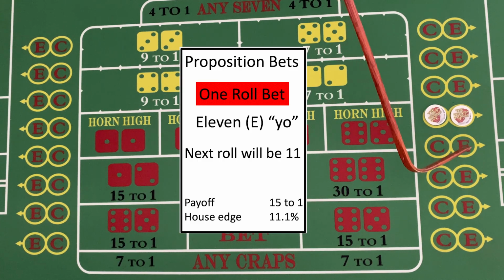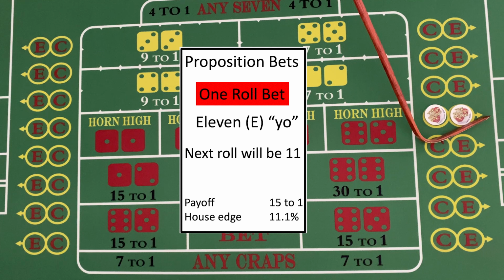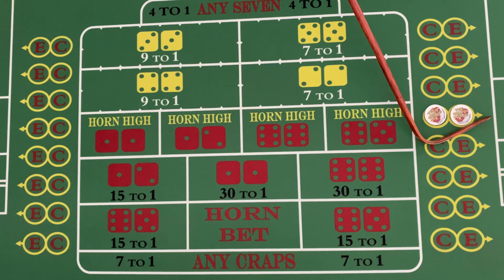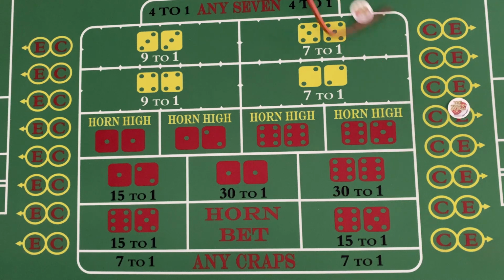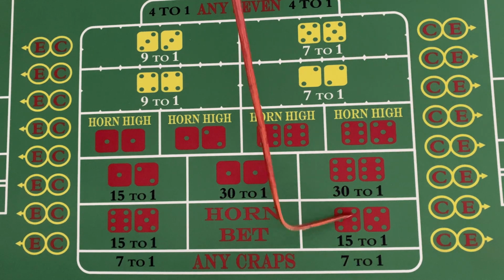By the way, E, or 11, is referred to as a yo. Because in craps, the superstition is you do not say the word 7. So 11 apparently sounds too much like 7 and could be confusing, so they call it a yo. Okay, so that's how the C and the E can be used in craps. You could also bet them here.